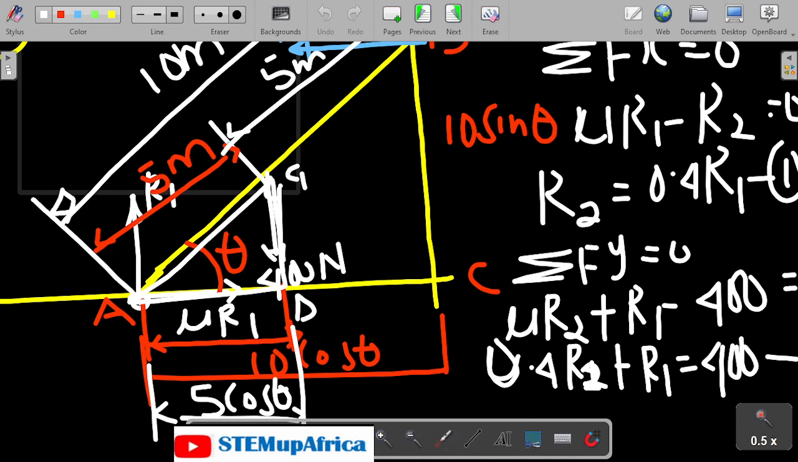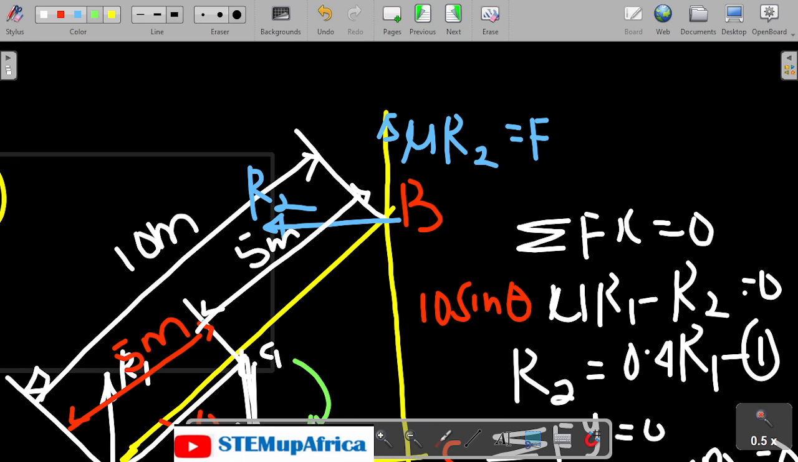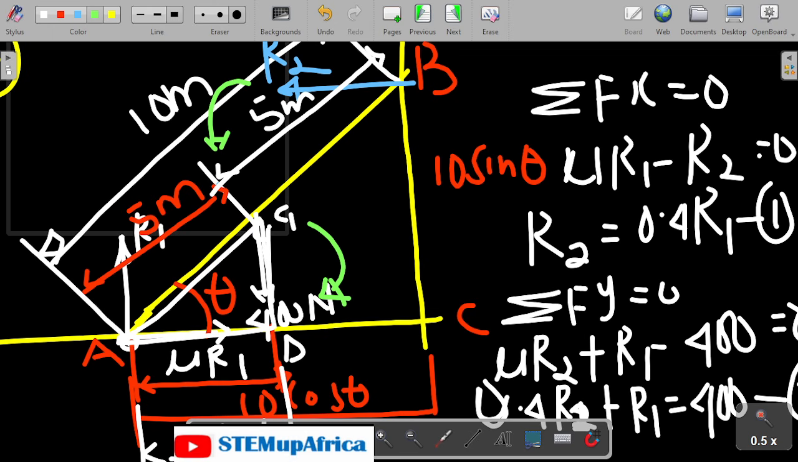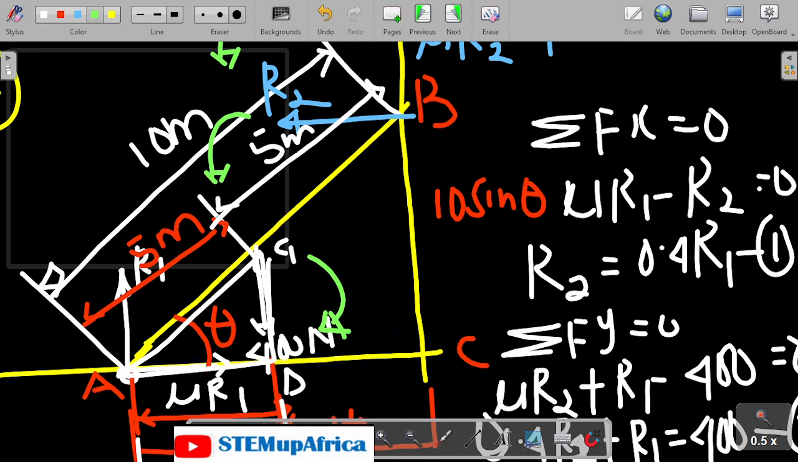To find theta, we take moments at point A. That means this force is going to point A, this one is heading to point A, and this one is also going to point A. By following the concept of clockwise equals anti-clockwise, 400 Newton times the distance to point A, which is 5 cos theta, is going clockwise.